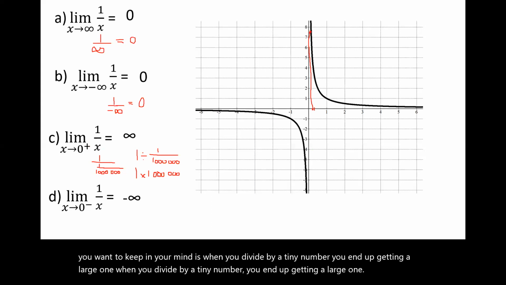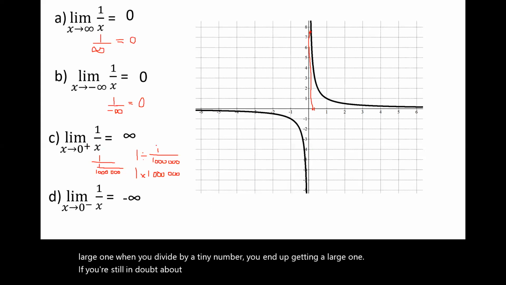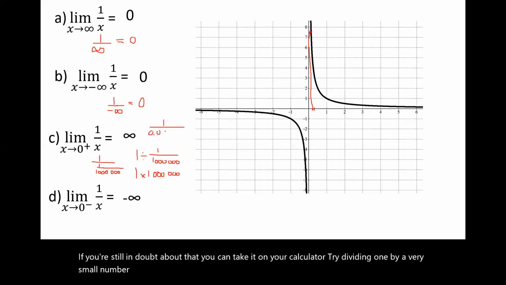If you're still in doubt about that, you can try it on your calculator. Try dividing 1 by a very small number, 0.000, put as many of those in as you can, 1. That's essentially the same thing we're doing here, and you should find you get a big number.